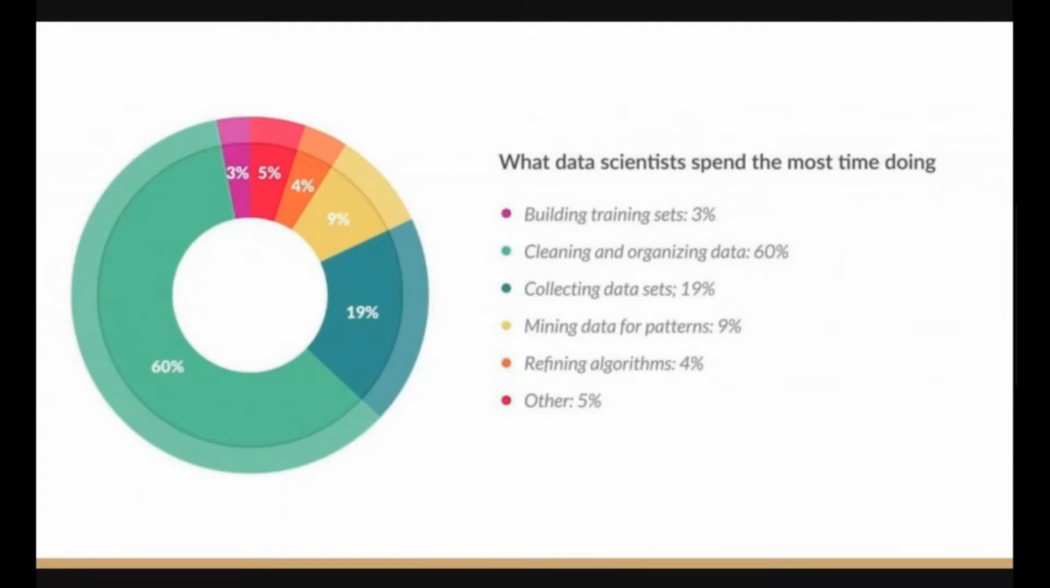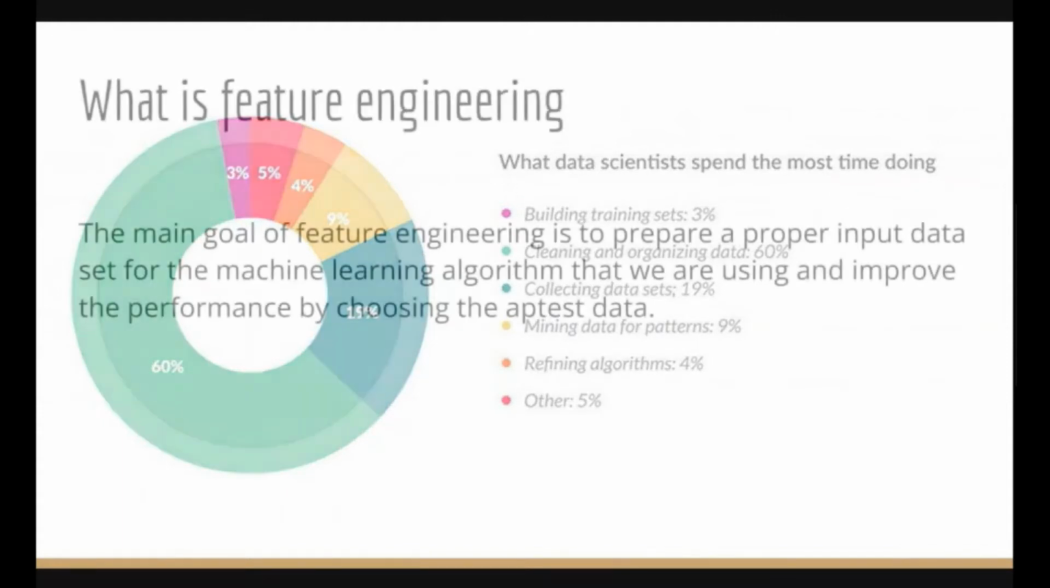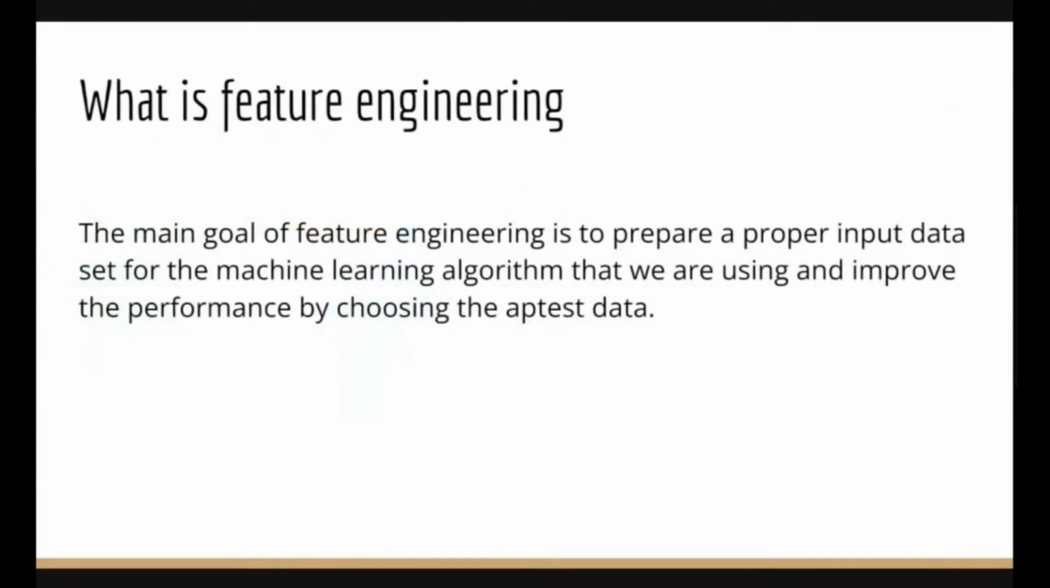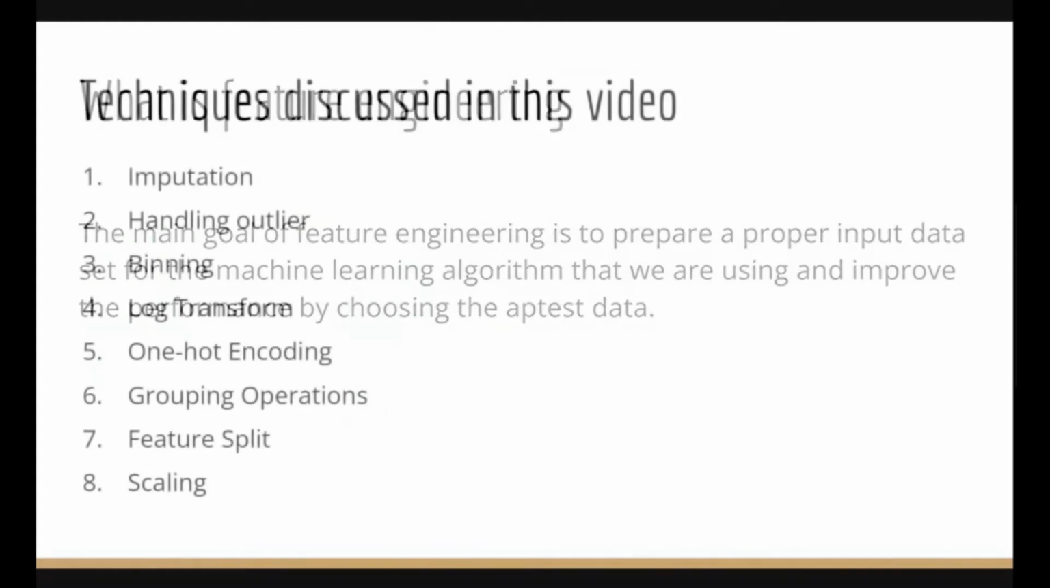So what exactly is feature engineering? The main goal of feature engineering is to prepare a proper input data set for the machine learning algorithm that we are using and improve the performance by choosing the aptest data. So I hope everybody has a rough idea what feature engineering is and the implications of feature engineering.